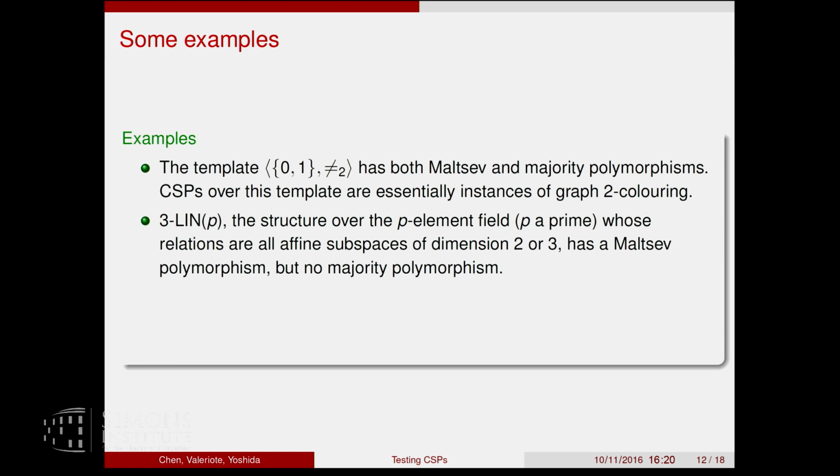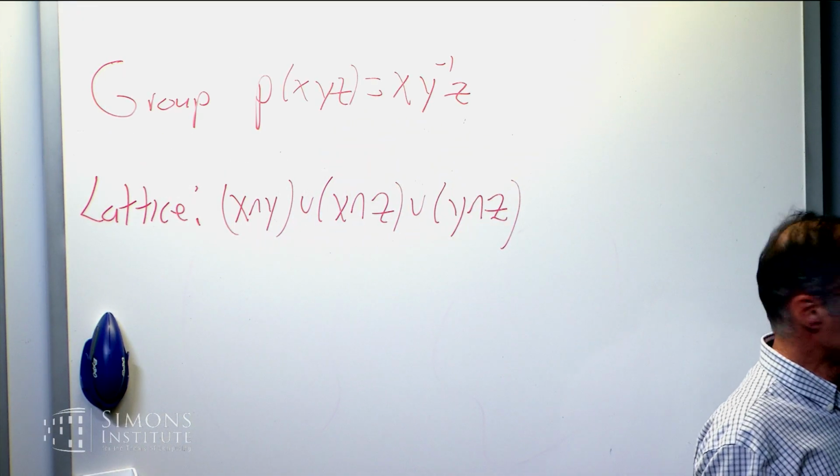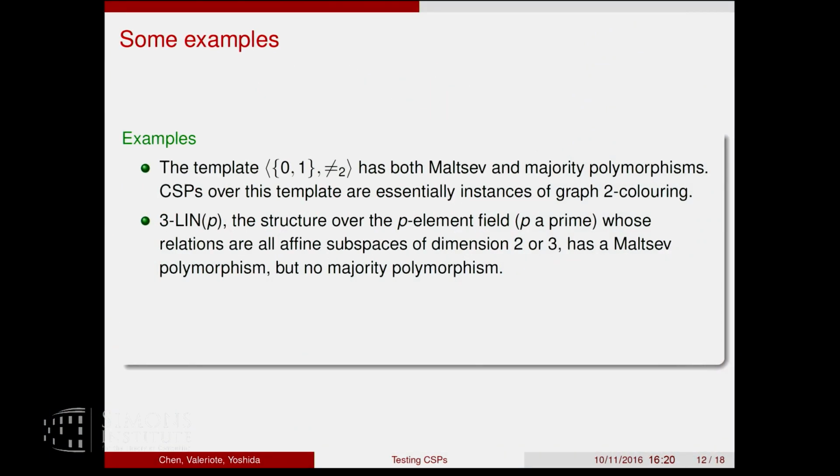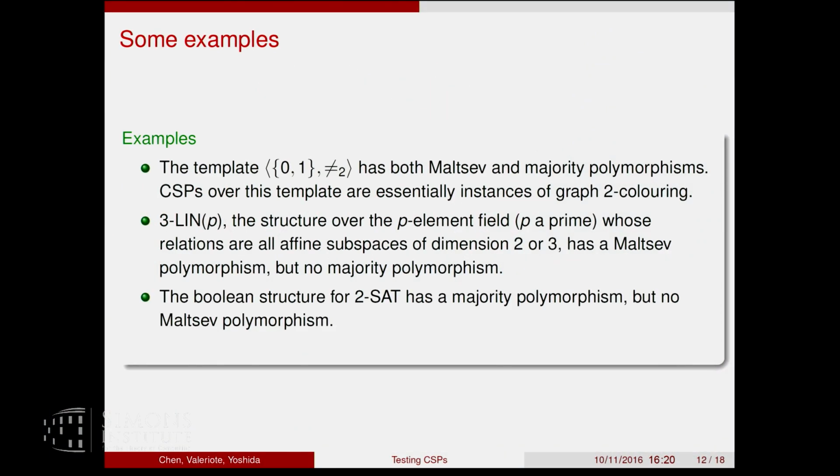3-LIN(p), which we saw yesterday, is just the structure on the p-element field that has binary and ternary relations that are essentially affine over the vector space. Because it supports an additive structure, it has a Maltsev polymorphism, but you can check that it has no majority polymorphism. And the structure that codes up 2SAT will have majority but no Maltsev. So there are various combinations possible here, and we'll see these a little later on when we state our theorem. And finally, again, Libor mentioned that the structure for 3-SAT has only trivial polymorphisms.